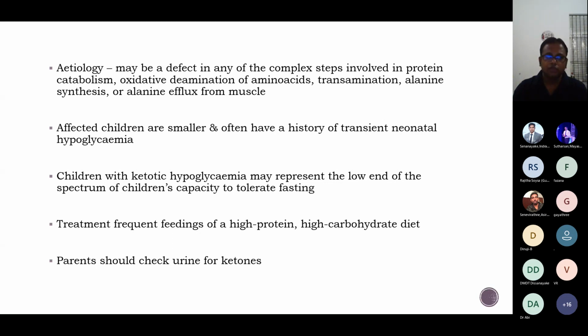Right. So treatment includes, basically, you should not keep them fasting for long periods. Before they go to bed, you have to give something to eat. We recommend a high protein, high carbohydrate diet. And it's important that the parents can check the urine for ketones, because usually these ketones precede the hypoglycemic episode. So if it's positive, they can give something for the child to eat, then they'll be okay, right?